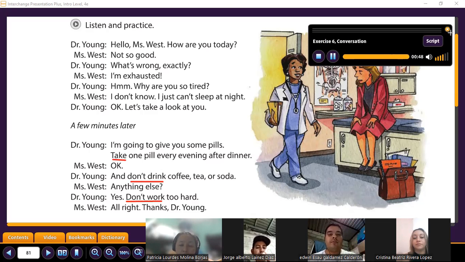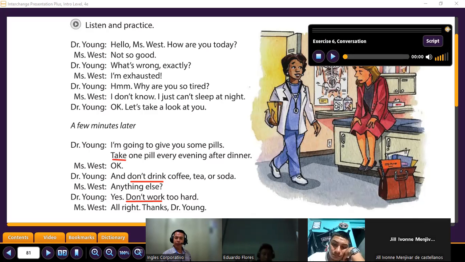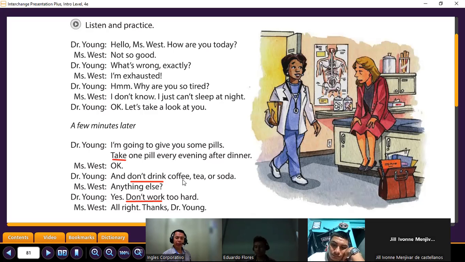Good. In the conversation class, we have again the use of imperative, right? Look at this. Take one pill. Don't drink coffee. Coffee is not so good, right? Especially soda. It's extremely bad. Don't drink soda, right? Don't work too hard. Take it easy. Relax, right? Go to El Tunco Beach and that's it, right? Don't work too hard, right? So again, we have this imperative, right?